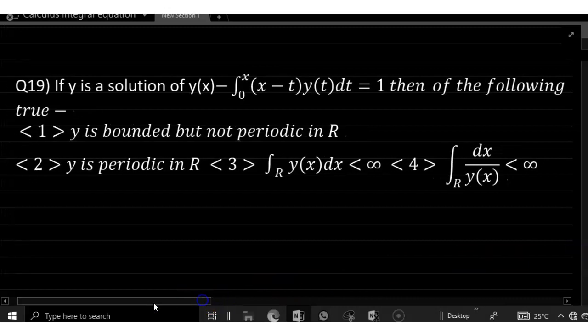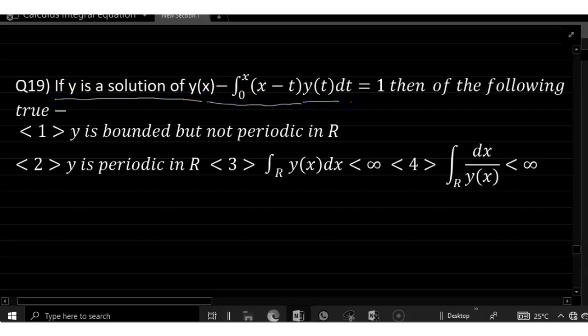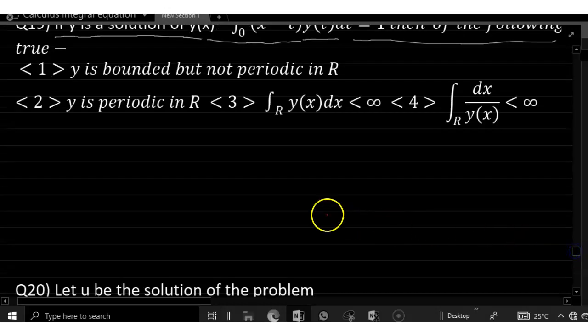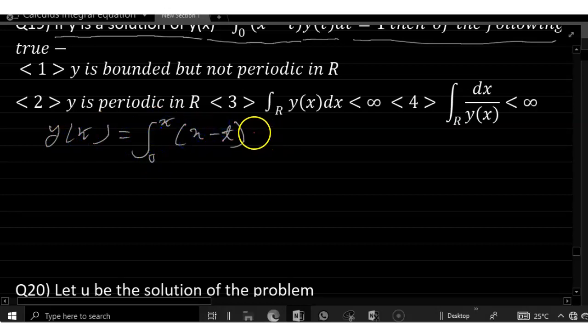Question number 19. If y is a solution of y(x) equals integral from 0 to x of (x minus t) y(t) dt plus 1, then which of the following is true: y is bounded, not periodic in R; y is periodic in R; and so on. So how can I find out y(x)? y(x) equals integral from 0 to x of (x minus t) y(t) dt plus 1.